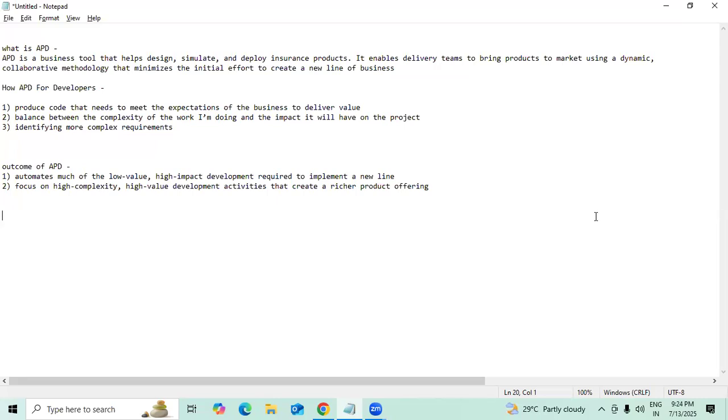So from a developer perspective, understanding the product designer life cycle is essentially important. Apart from configuration knowledge and integration knowledge, if there are any new lines of business that we are entering, understanding this is one of the key and important things that, as a developer, we must be good with from the APD point of view.